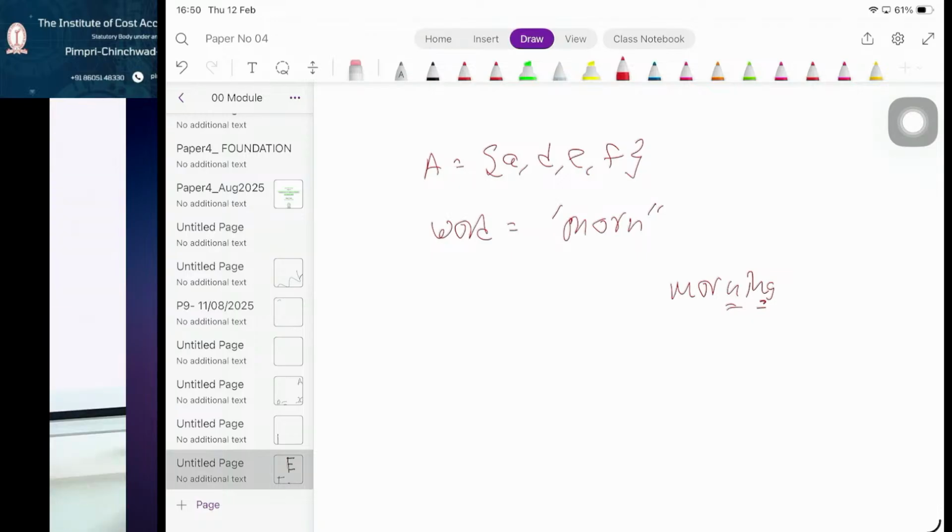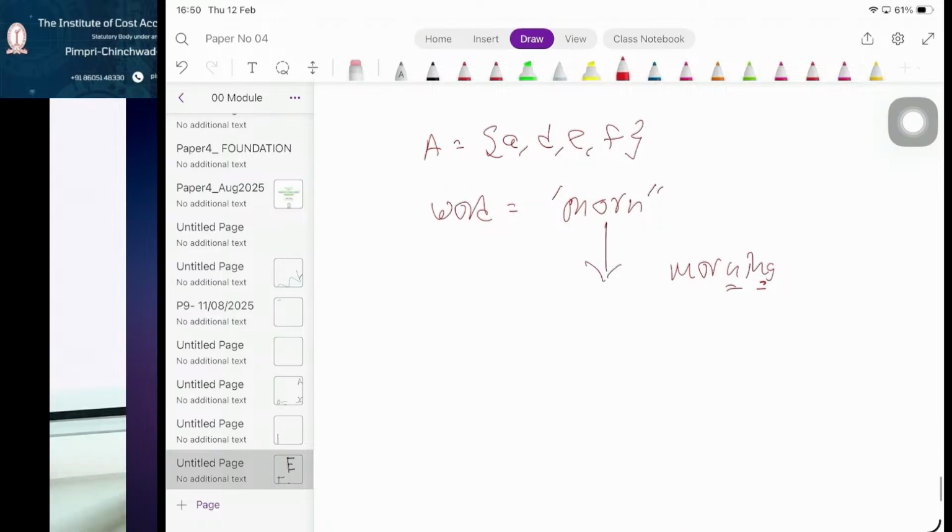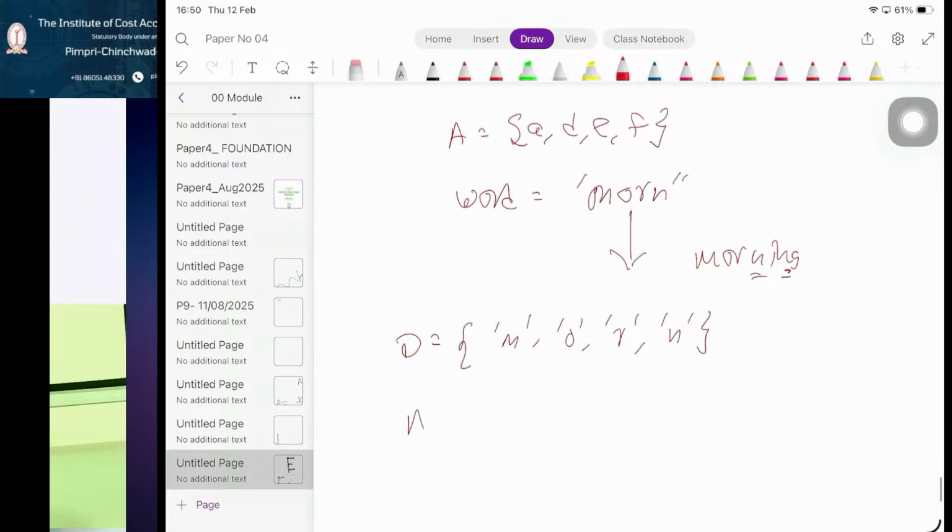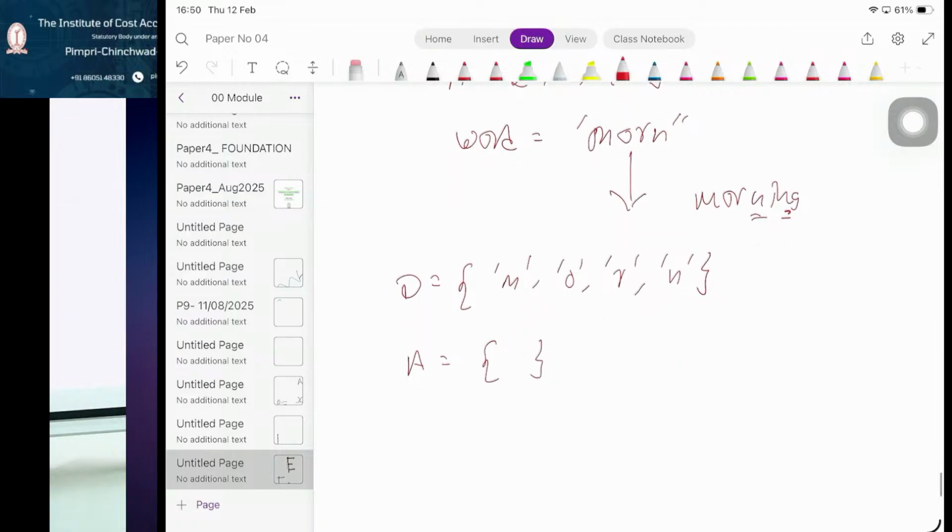Even though n appears twice in the word, I have to take it only once, but in the example we need not take it. So I will take this word as MORN. D is a set where M, O, R, N. This is called finite set. Any empty set, A is equal to no elements, blank, is also called as finite set because it is defined but there is no element.